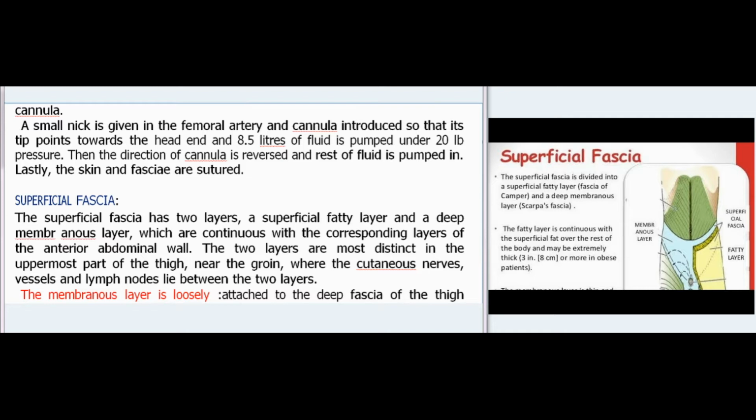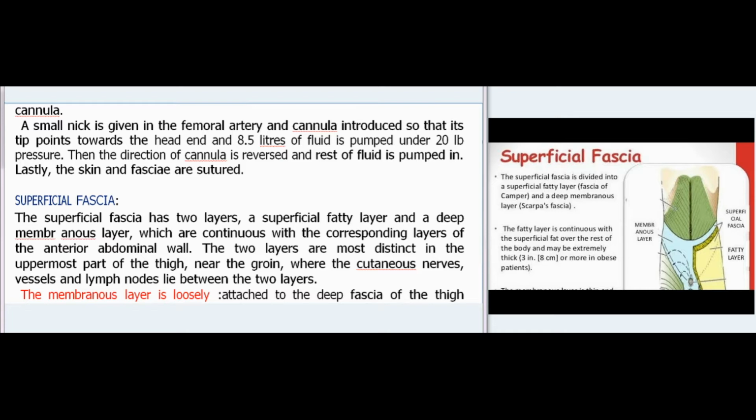Superficial fascia: the superficial fascia has two layers, a superficial fatty layer and a deep membranous layer, which are continuous with the corresponding layers of the anterior abdominal wall. The two layers are most distinct in the uppermost part of the thigh, near the groin, where the cutaneous nerves, vessels, and lymph nodes lie between the two layers.